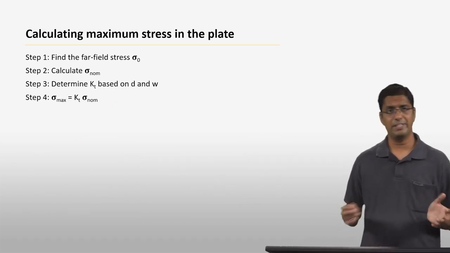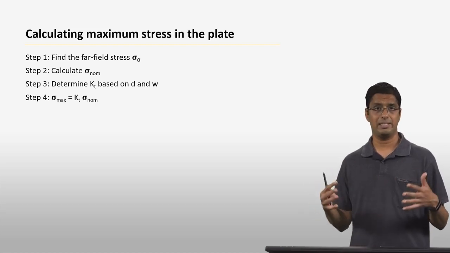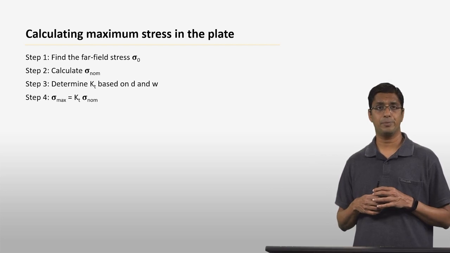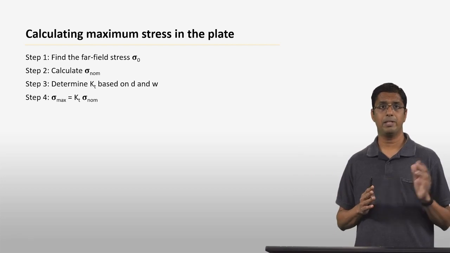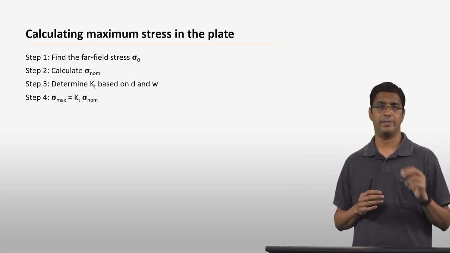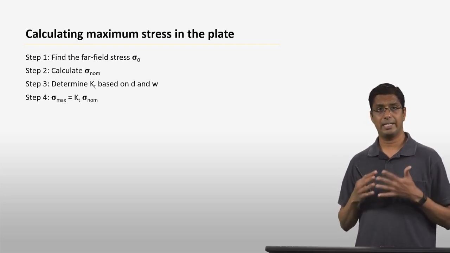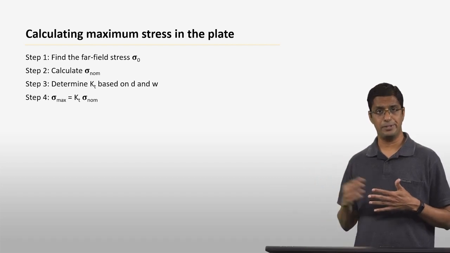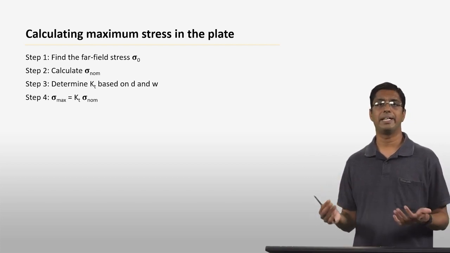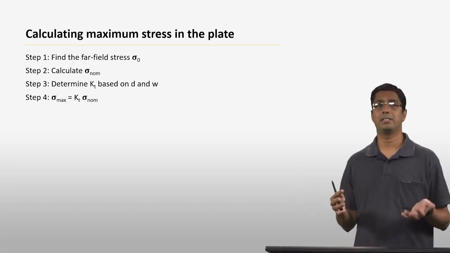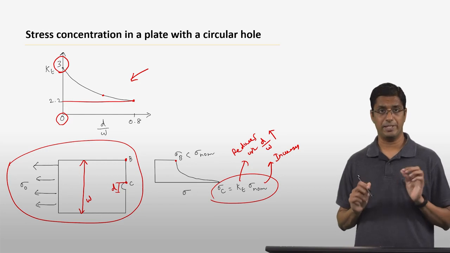Now, effectively, if you want to find out the maximum stress in a plate that has a circular hole and that is subjected to a uniform axial force, then you have 4 steps. First, you find the far field stress, sigma naught. Then you find out the nominal stress in the cross-section where the hole is present. Then you find the kT value based on the d over w ratio, the diameter of the hole to the width ratio. And then essentially use sigma max equal to kT times sigma nominal to find out the maximum stress in the plate.